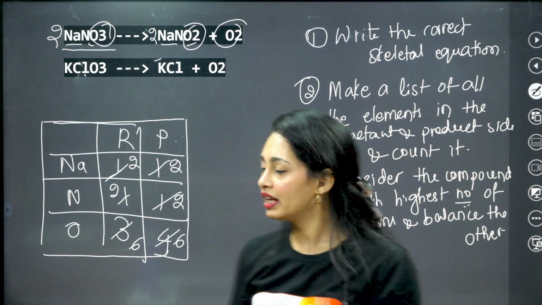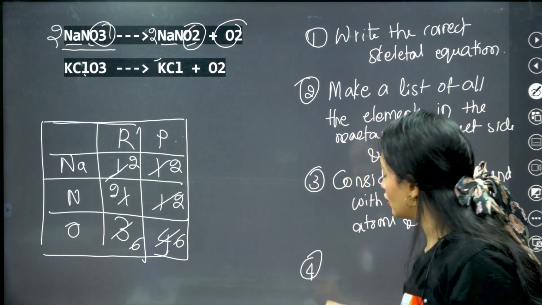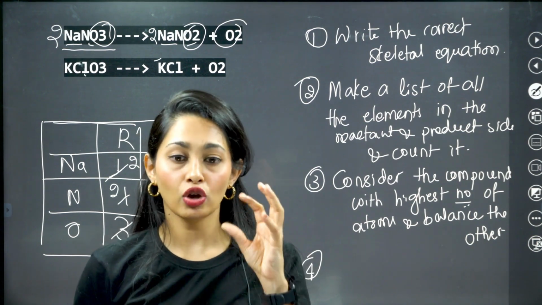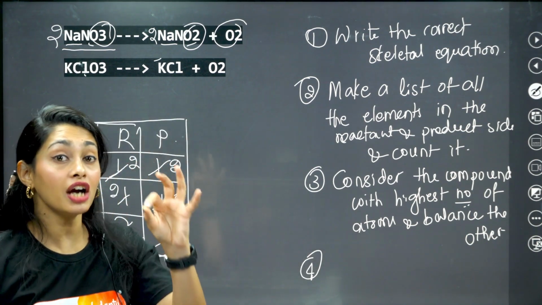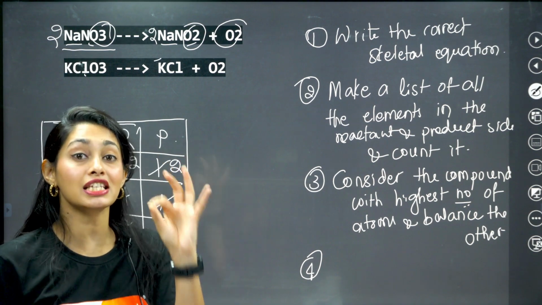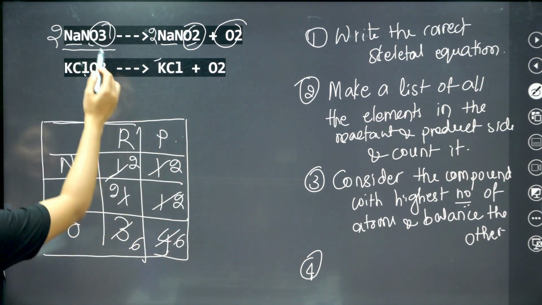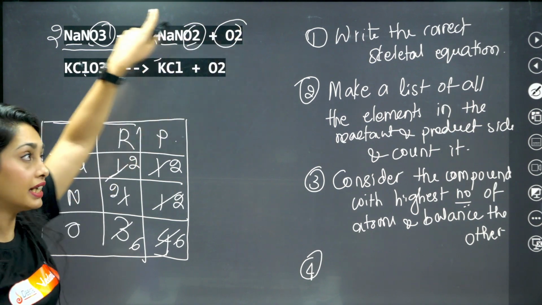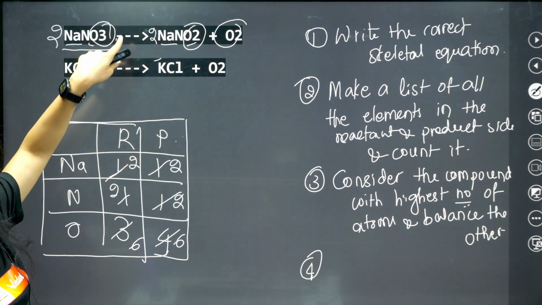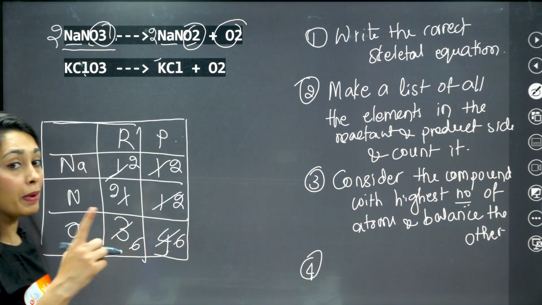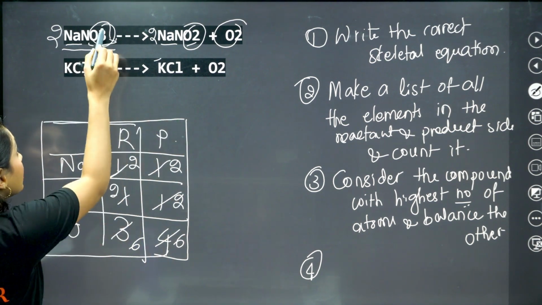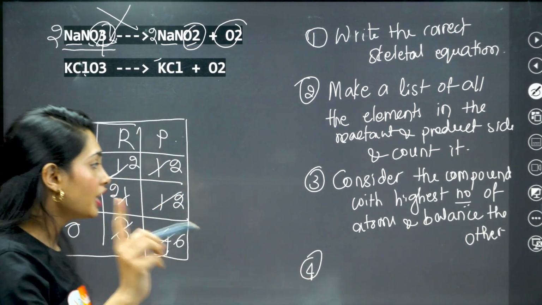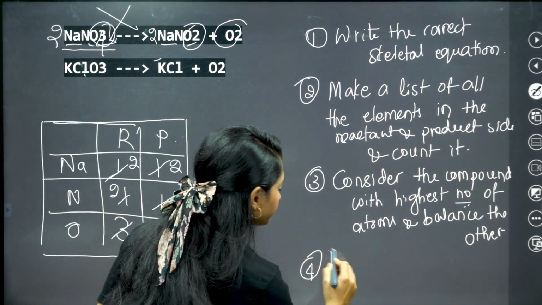It's very simple. Right? There is also a very, very important thing that you need to keep in mind. You have to be very mindful. You cannot change the subscript. Here it is written NaNO3, and there are 4 oxygen atoms in the product side and only 3 oxygen atoms in the reactant side. In order to balance that, you cannot be changing this. This is entirely wrong. Do not change the subscript.